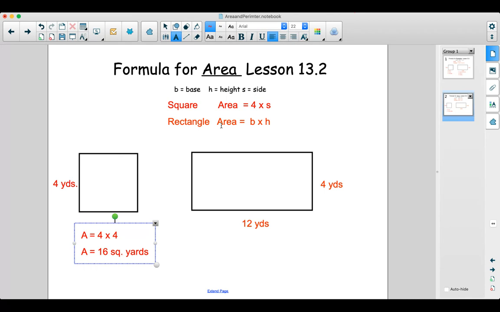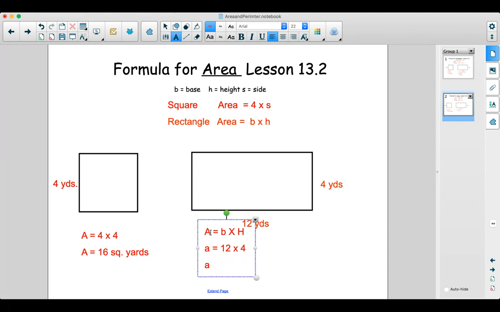Okay. If you're doing the area for the rectangle, you have to use this formula. Area equals base times height. So let's do that. Area equals base times height. Area equals the base is 12 times the height is 4. So the area equals 48 square yards.